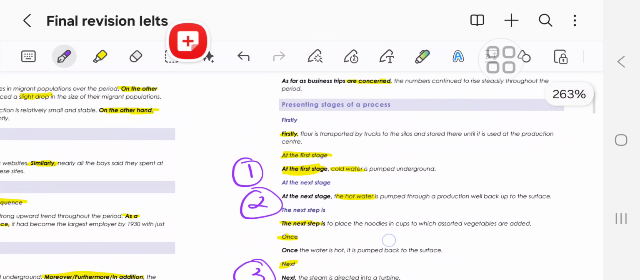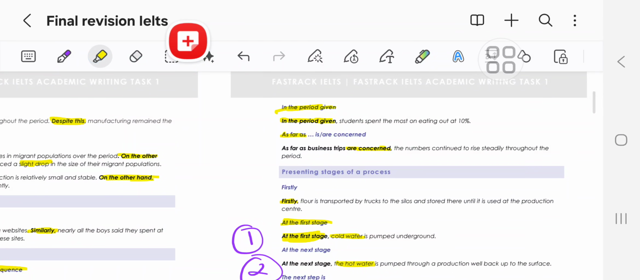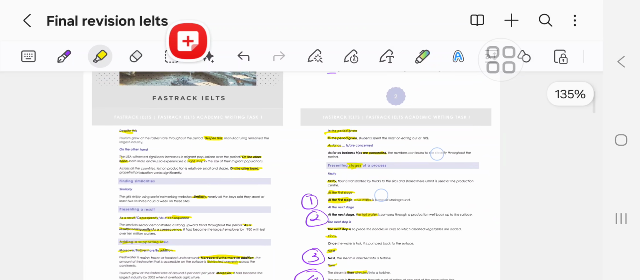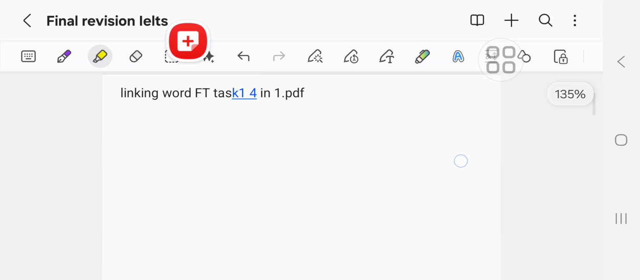So talking about different stages of the process is this one. Okay, and this is what we are going to talk about in this.